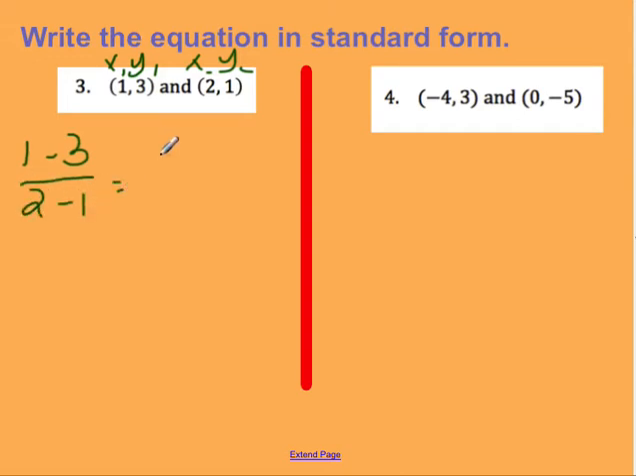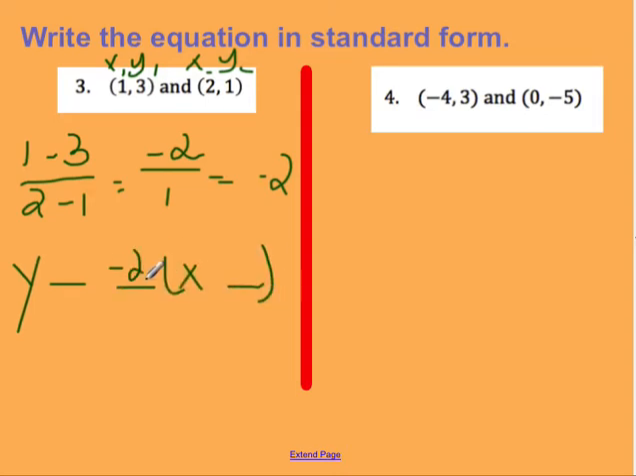1 minus 3 is a negative 2. 2 minus 1 is just going to give me 1. Negative 2 divided by 1 is just negative 2. So now I want to put that into point slope form. So I'm going to write out my puzzle. Okay, so I put my slope here. And then here is the opposite of my x-coordinate. Here is the opposite of my y-coordinate.